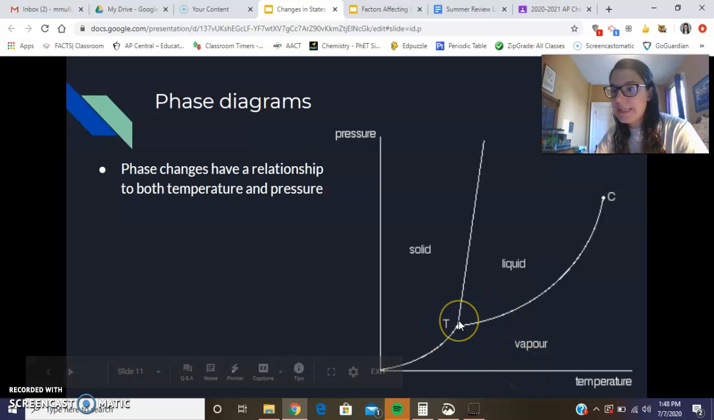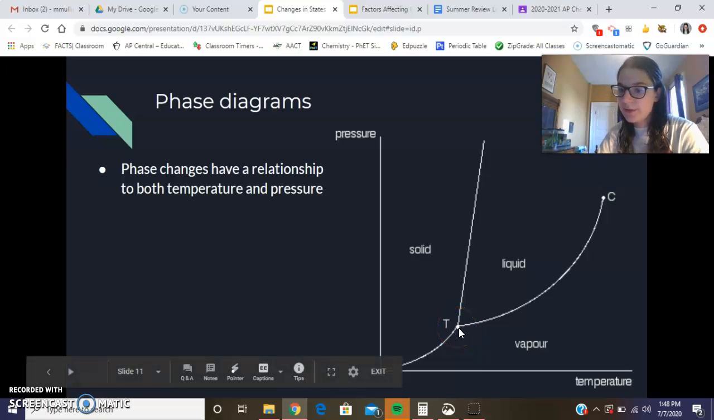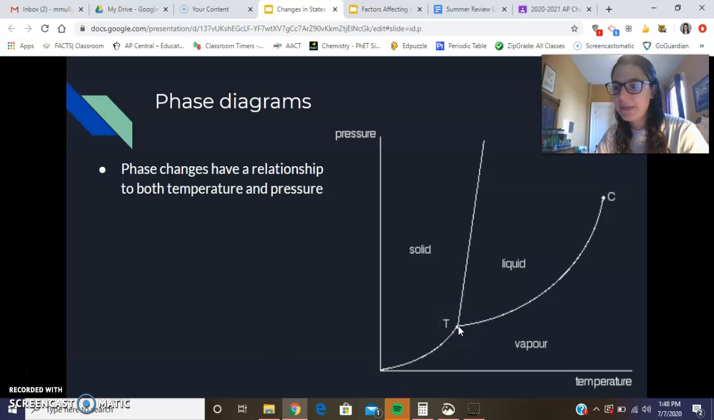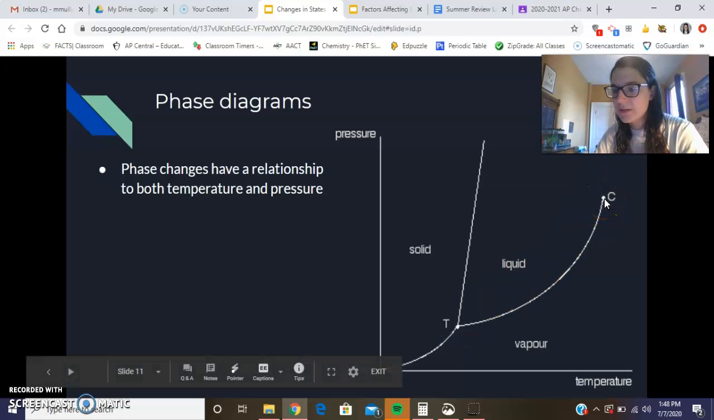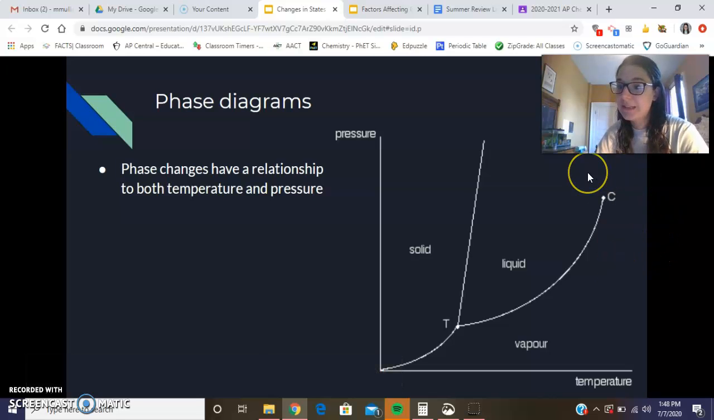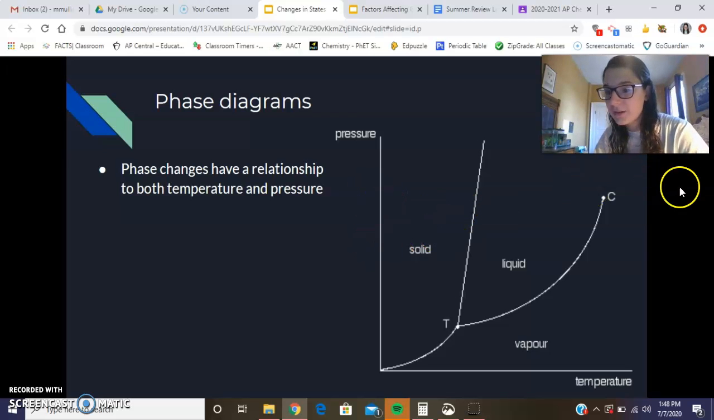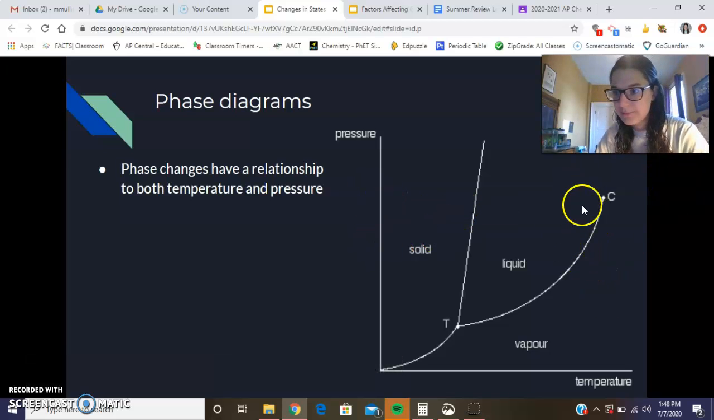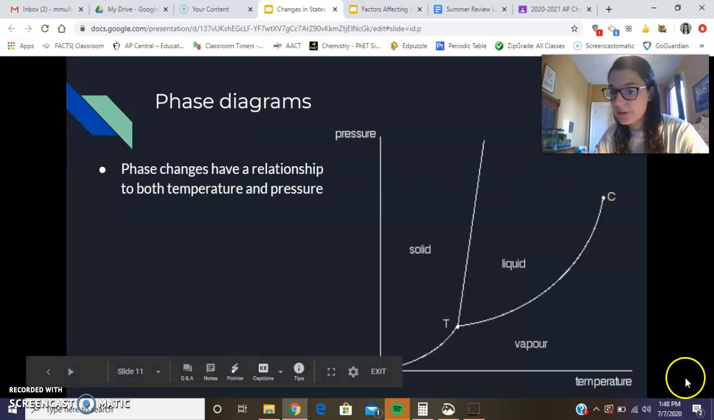This dot is called the triple point. That is where all three states of matter can coexist. We have all three phase changes happening concurrently. And this is the critical point. There does come a point where we can no longer condense gas back into liquid or vaporize liquid into gas. No matter what the temperature is above this given pressure, we can no longer condense that gas back into a liquid. This phase change doesn't occur over this given pressure, no matter what the temperature is.